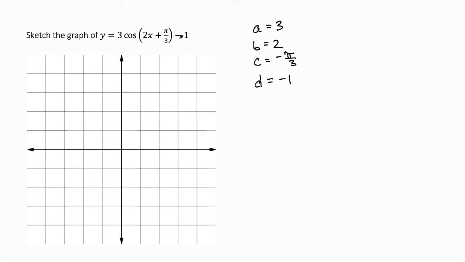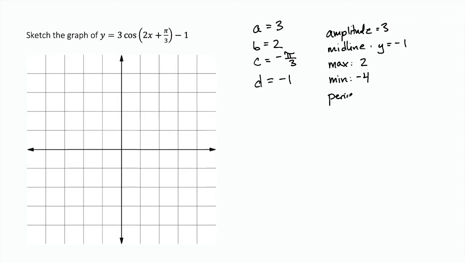From those, we can get all of our different key features. We'll start with the amplitude. The amplitude is the absolute value of a, so our amplitude is 3. The midline is y equals d, so y equals negative 1. From that, we can get our maximum and minimum. So our max is the midline plus the amplitude, so negative 1 plus 3, which is 2. Our minimum is the midline minus the amplitude, negative 1 minus 3, which is negative 4.